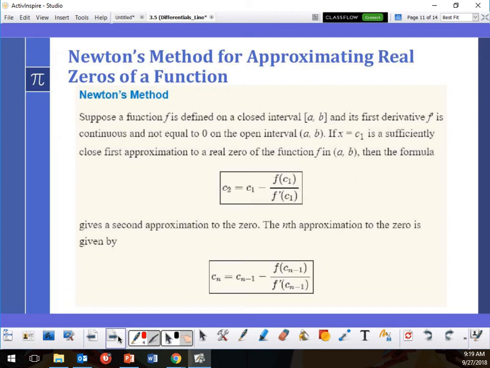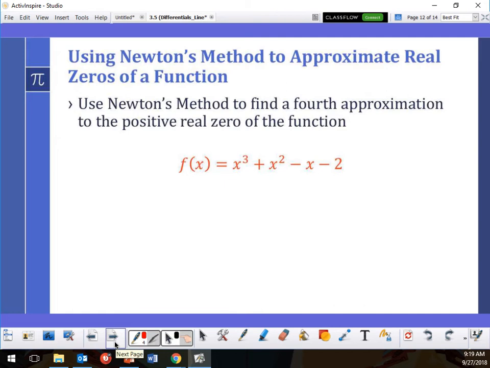Okay, so if you notice, we keep going to find the next number for each one of these. We're trying to find as close to a 0 as we can without actually getting the 0. All right, so now we're using that. Let's take a look: use Newton's method to find a fourth approximation to the positive real 0 of the function.